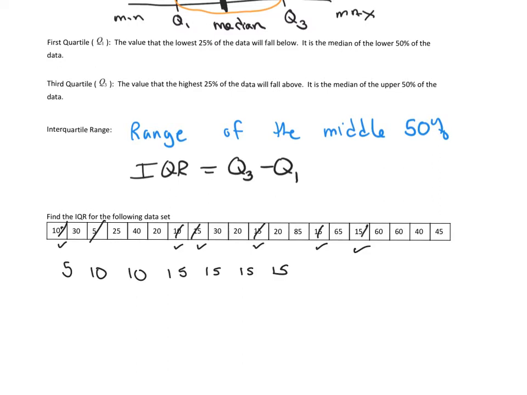Now for the 20s, I have a 20 here, a 20 here, a 20 here, and a 25 here. So it looks like I have 3 20s and a 25. Let me cross all those out. For the 30s, I have a 30 and a 30, so 2 30s.